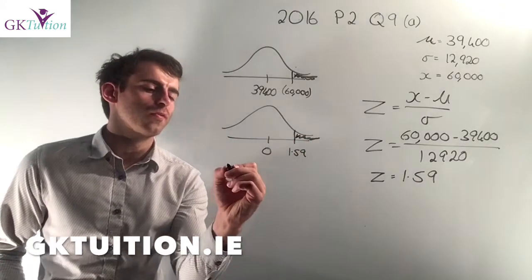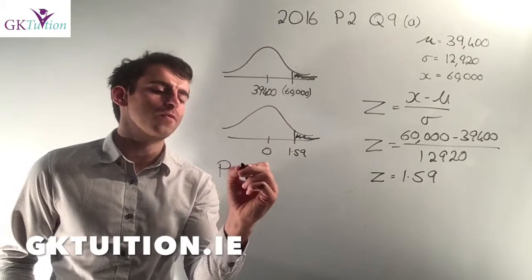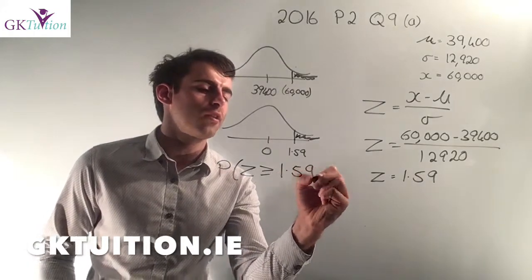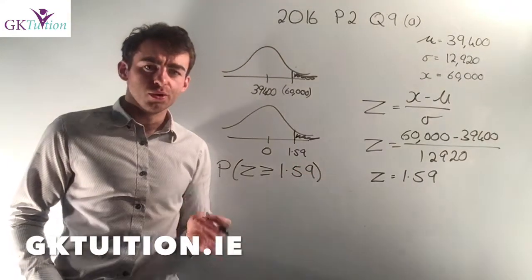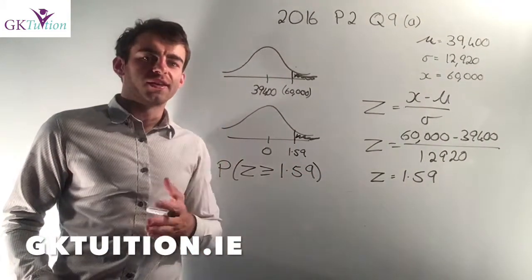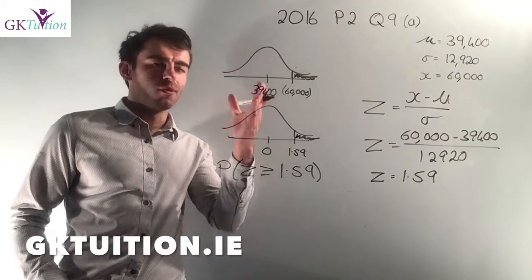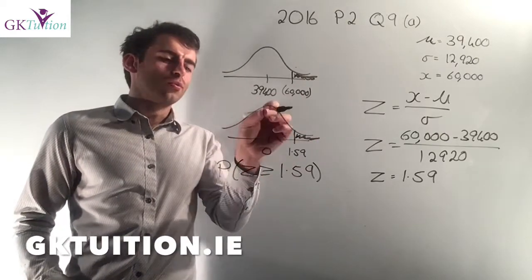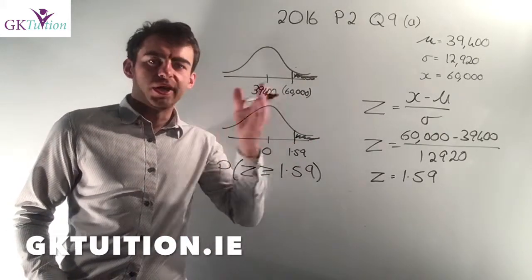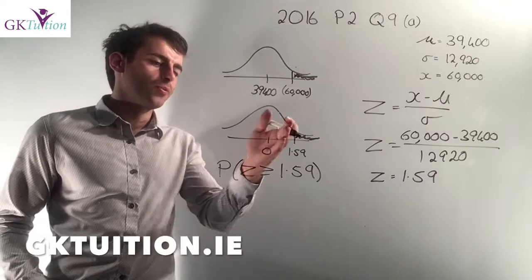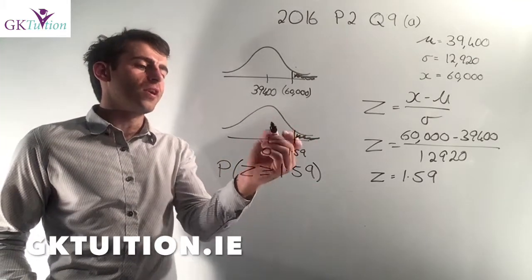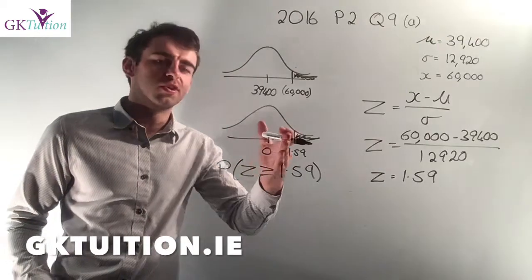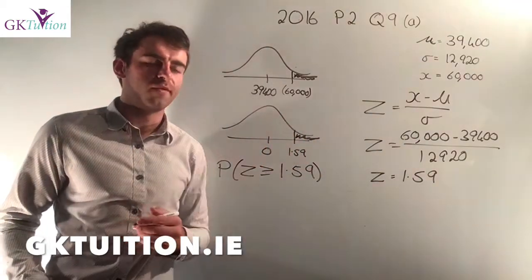So what I want to do to find this percentage, I need to find the probability that z is greater than or equal to 1.59. But you should recognize that in your log tables, you can only work out the probability that z is less than a figure. So if you go to 1.59 in your log tables and read the corresponding p-value, you'll actually find the figure they give you is the percentage of figures to the left of 1.59, as opposed to the figures to the right of 1.59.